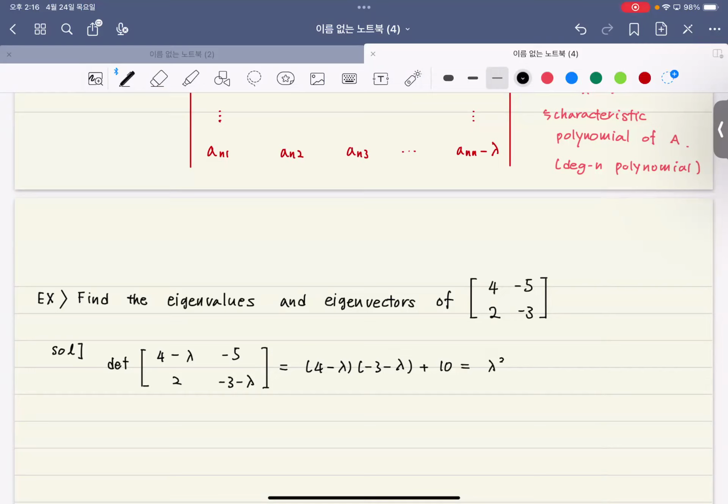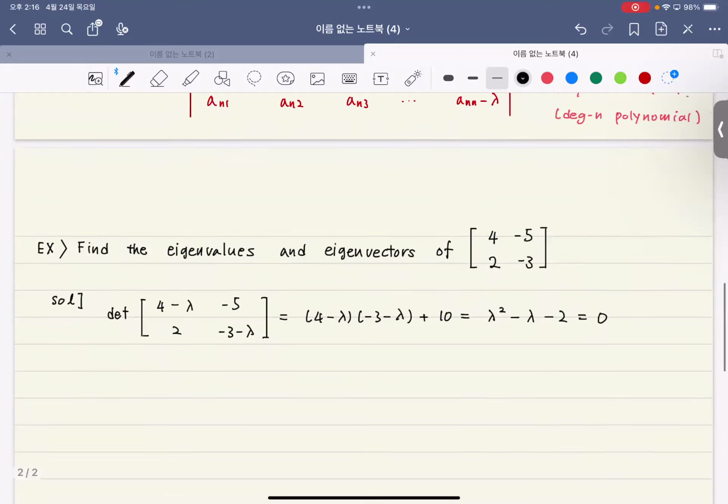So this is lambda squared minus lambda minus 2. Yes, okay, so this is the characteristic polynomial. Clearly, as we have expected, its degree is precisely 2. And we want to solve this characteristic equation.